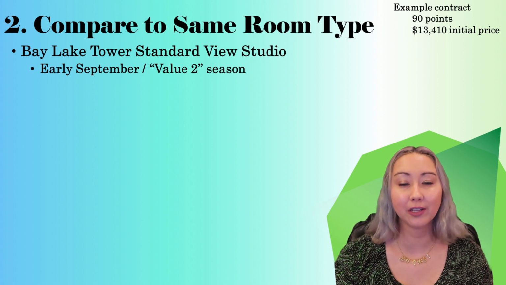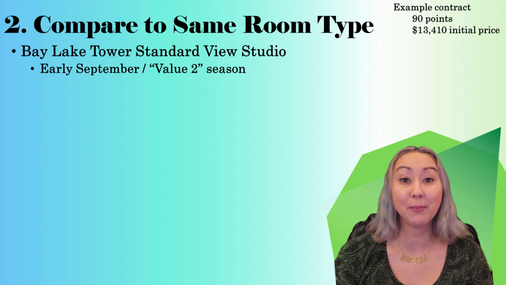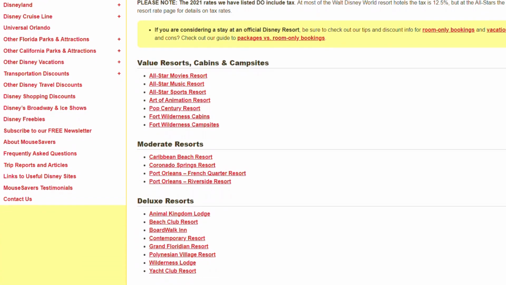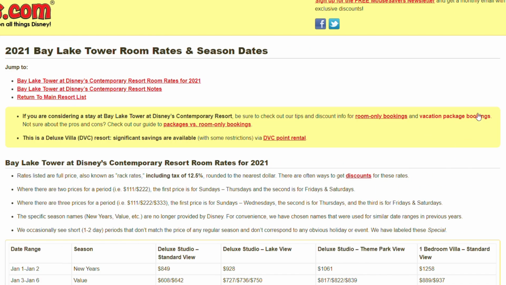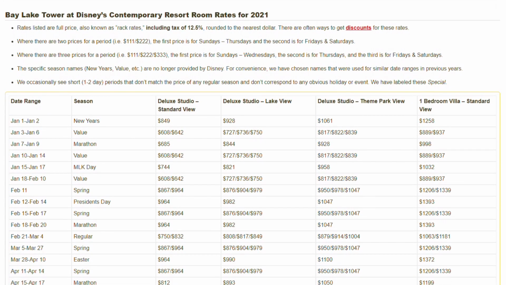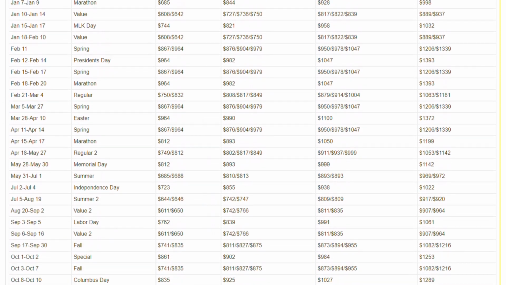With my Disney Vacation Club Bay Lake Tower home resort contract, I'm imagining I am primarily staying in Standard View Studios. For dates, let's model my upcoming trip in the fall, which means early September timeframe. Looking at the cash rate for this room during that timeframe, we see there are actually 2 different rates.